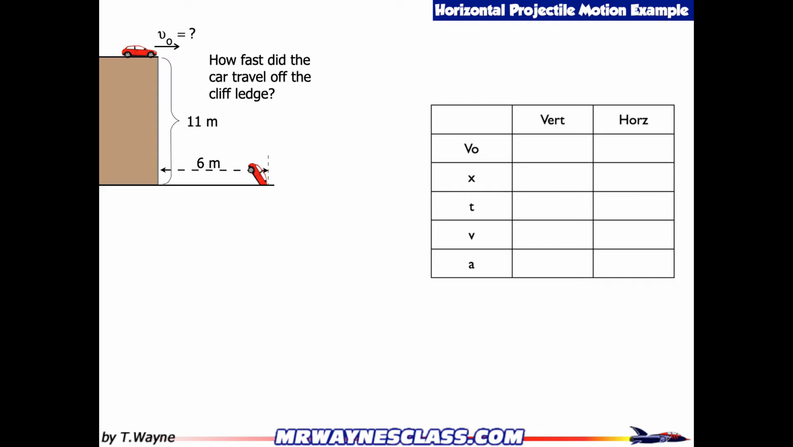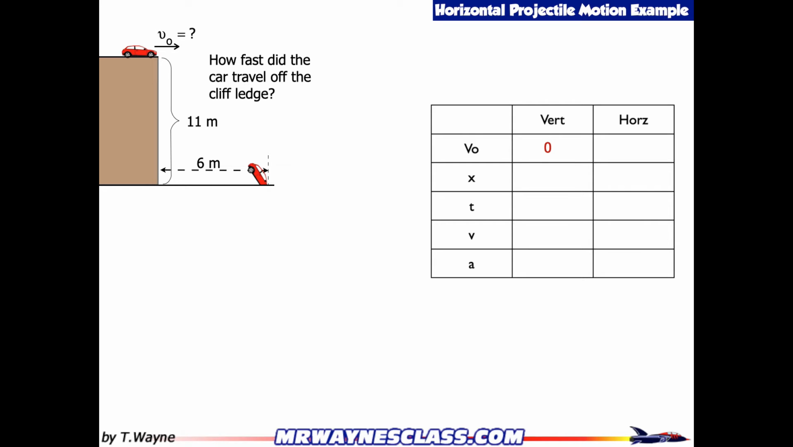In fact, I'll make two lists of givens, one of all the variables that are in the vertical direction and one of all the variables that are in the horizontal direction. So vertically, or in the up and down direction, the initial velocity is equal to 0 because the car is traveling horizontally. It's not going up and it's not going down when it leaves the edge of the cliff.